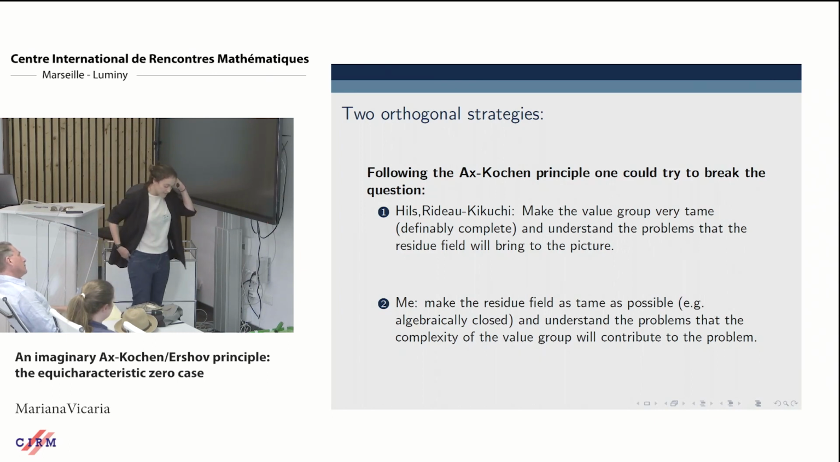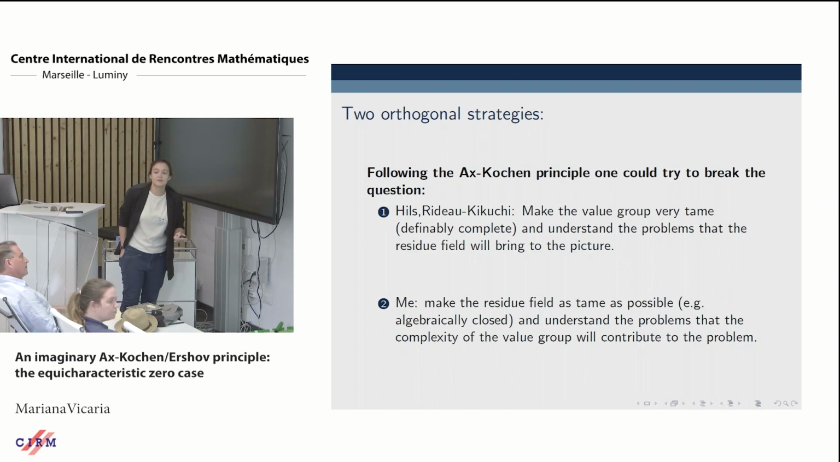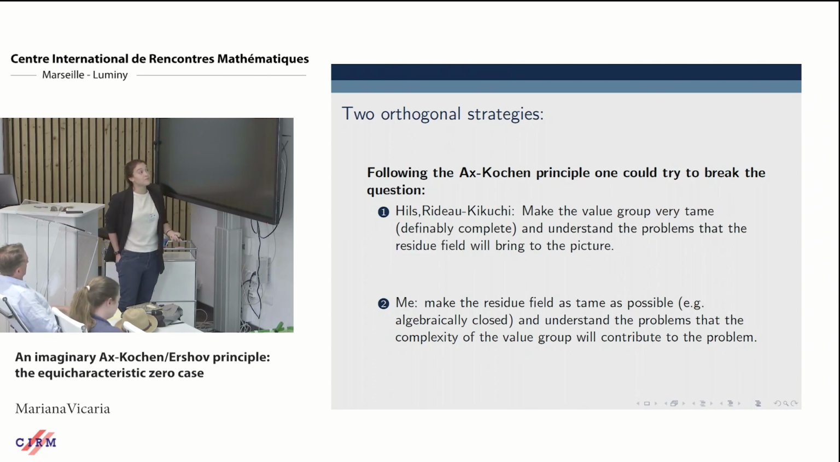So what they do is they sort of try to make the value group very, very tame, in particular definably complete. That includes only two theories of ordered abelian groups, that is divisible ordered abelian groups, or groups that are elementarily equivalent to the integers, so models of Presburger arithmetic. And they understand the problems that the residue field brings to the picture.